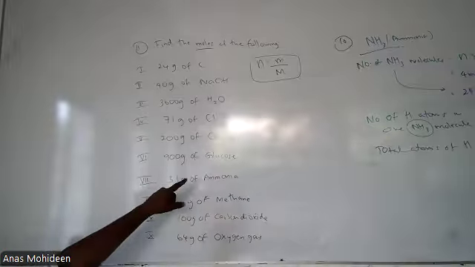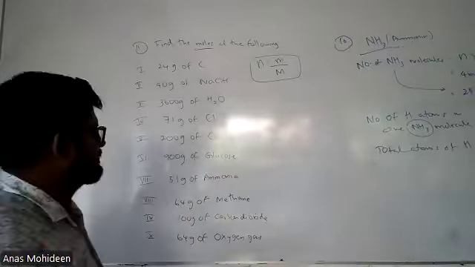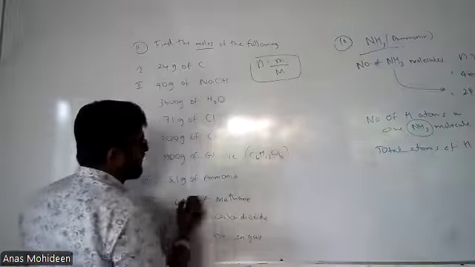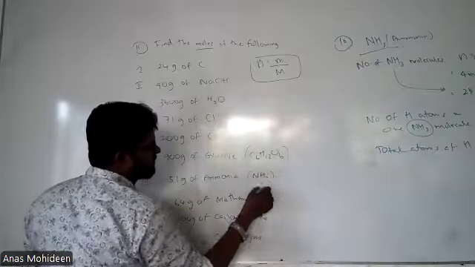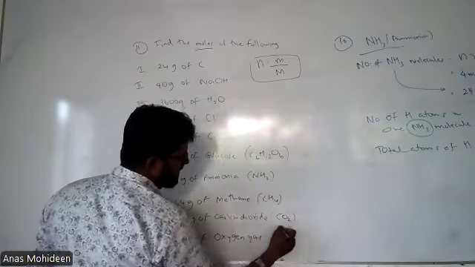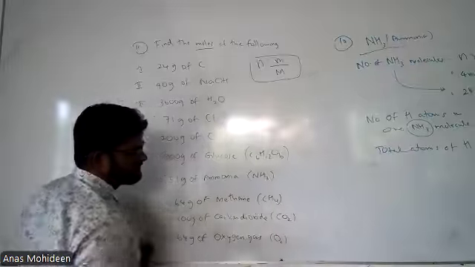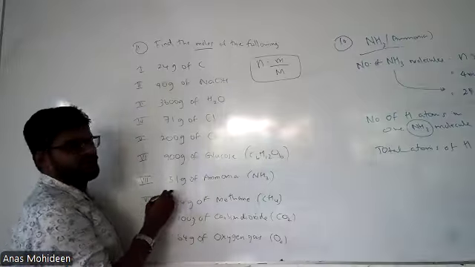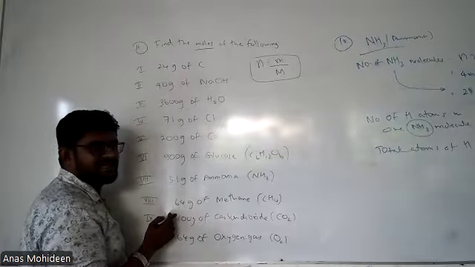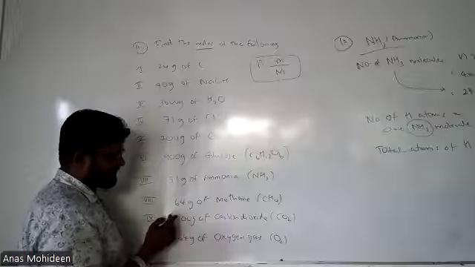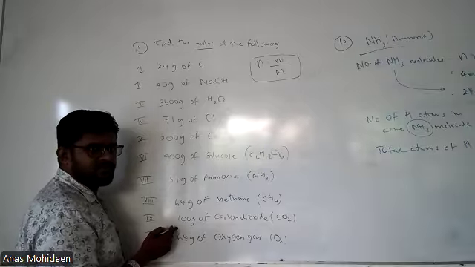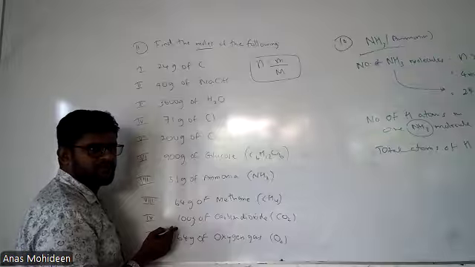51 over 17. Glucose is C6H12O6. If you don't know glucose, you can't be saying actually. Ammonia, NH3. Methane, CH4. Carbon dioxide, CO2. Oxygen gas is O2. So here, 51 over 17, 3. 64 over 16, 4. 100 over 44, 2.5. Or how much? 2.125.